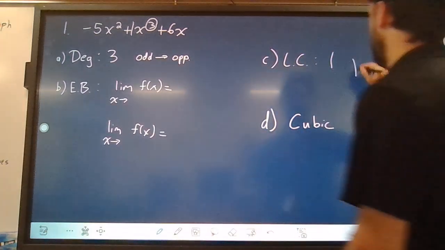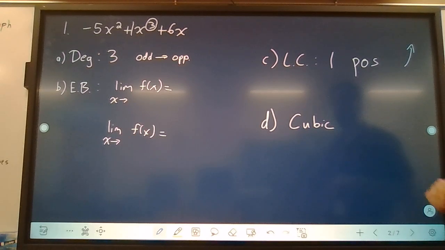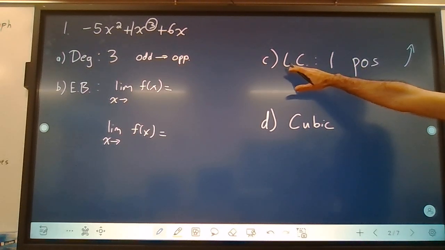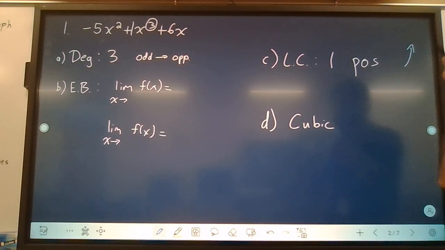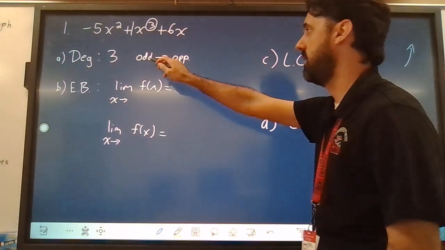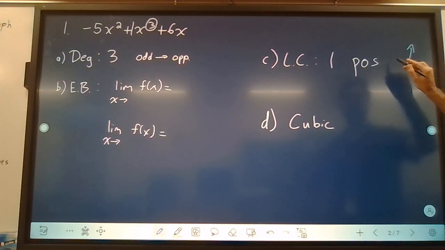So because this is positive, it tells us the graph is going to finish up to the right. Remember, leading coefficient actually tells us how the graph ends to the right. A positive, up to the right. Now, because the degree was odd, the ends are going to go opposite directions. Well, if it ends up to the right, it's going to start down to the left, like that.